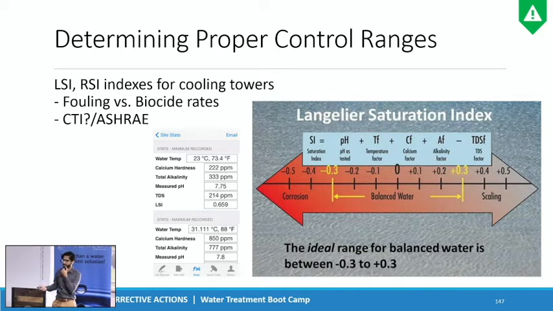Used for fouling versus biocide rates. So go out and look at your cooling tower and you say, okay, my tower's turning green. What is going on? So that's a visual problem. I need to change my biocide rates, right? And again, same organizations, they kind of have standards saying you need to feed X amount of time during the day or whatever. And it also is dependent on what kind of a water treatment program you're running.